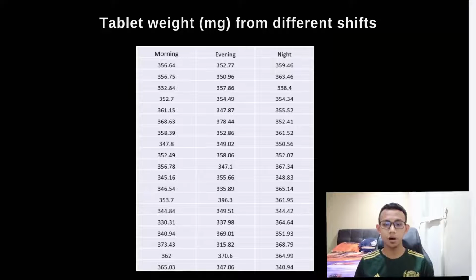This is the table of tablet weight from different shifts. From the raw data, we sort everything according to their shift. So the first column we have morning shift, evening shift, and night shift. There are 200 data and our total number of treatments is 3.